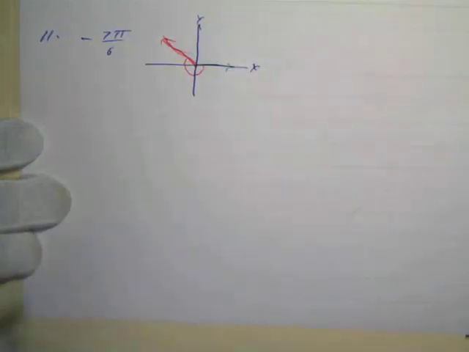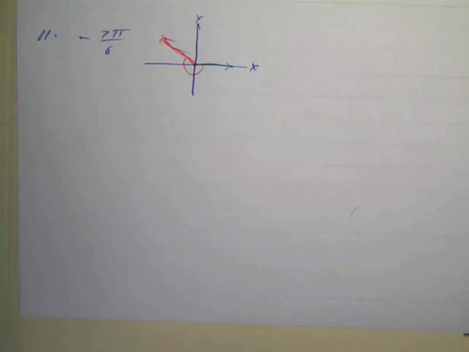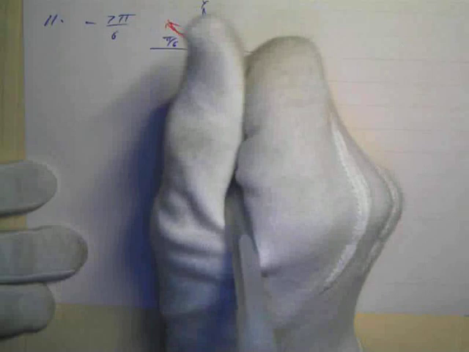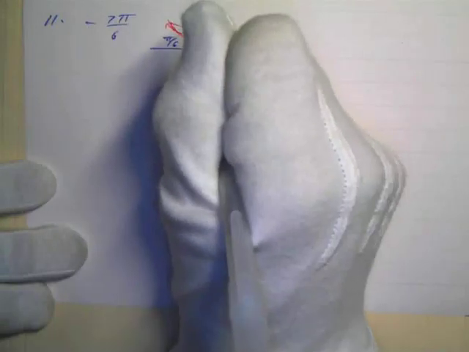And there's your reference angle. Your reference angle is going to be pi over 6. Okay, so we have a positive angle over here, which is going to be like 5 pi over 6. So that's 1.